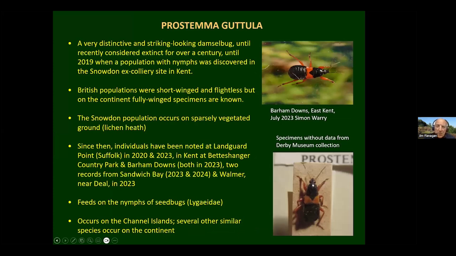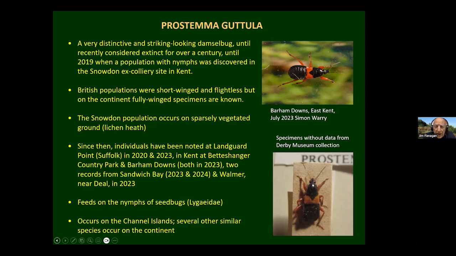Prostemma guttula. So a very distinctive nabid, really. Again, it's flightless, but most of the records, the few records that we had until recently, I think they were all short-winged, and the British populations were considered short-winged and flightless. But on the continent, there are winged specimens. Interestingly, this was rediscovered, as I said earlier, in Kent on an ex-colliery site, and it was found on very sparsely vegetated habitat with a kind of lichen heath.